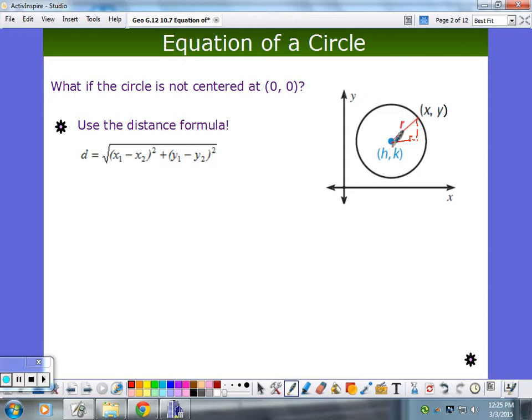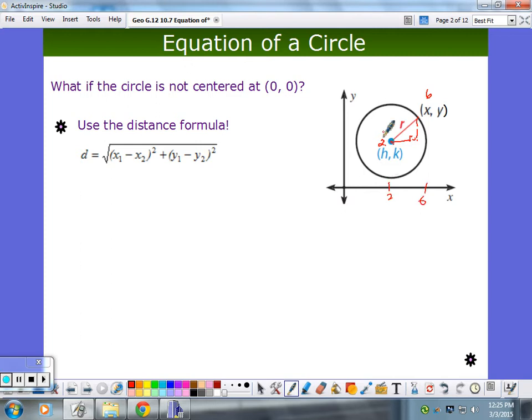Well, what is that value? If I call my center h comma k, which is very much what we call our centers when we're working with conic sections, h comma k. Okay. So what is this value? I go from h and I go to x. Well, let's give them numbers. Let's pretend x is 6, and let's pretend h was 2. What's this value from here to here? Right? If that's 2 and that's 6.